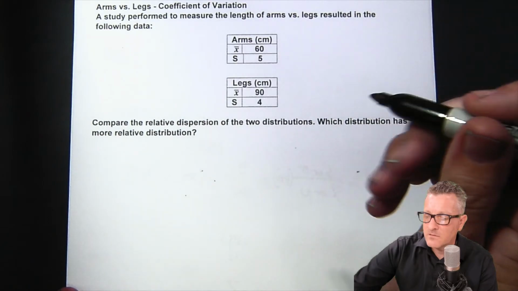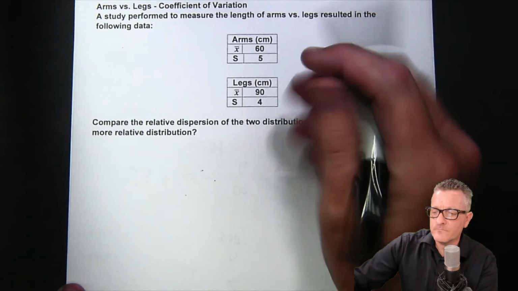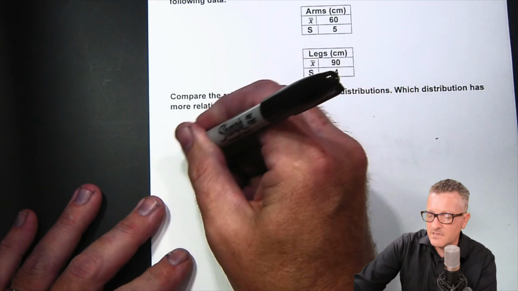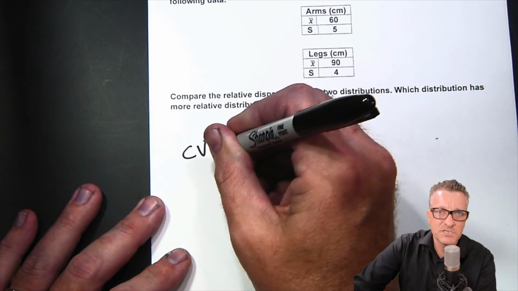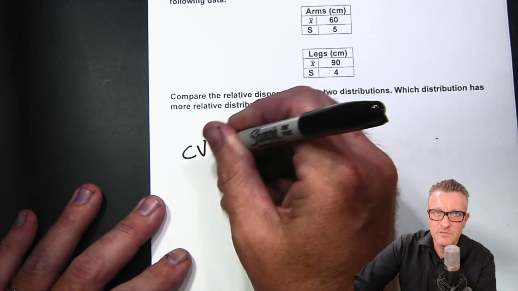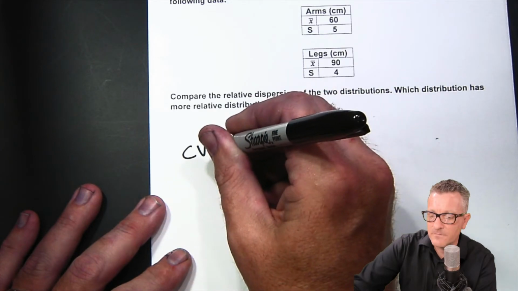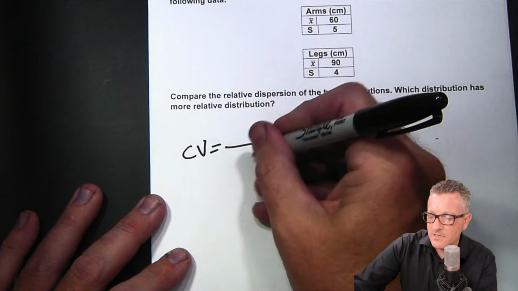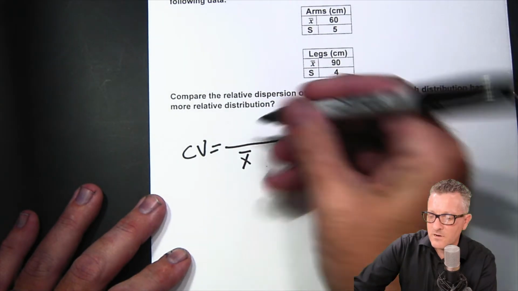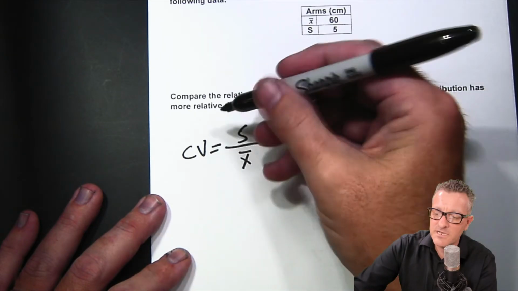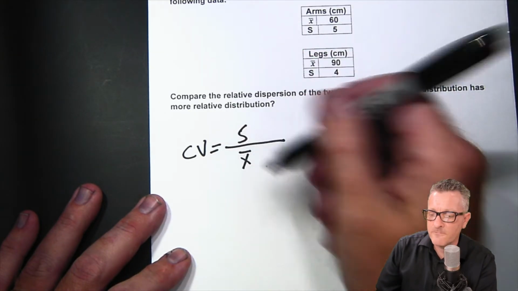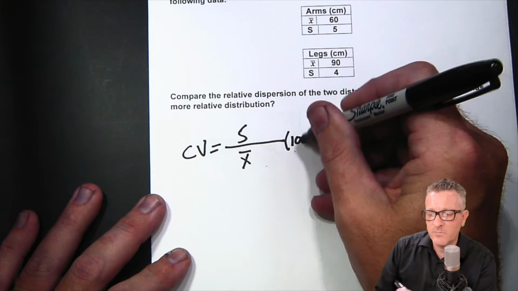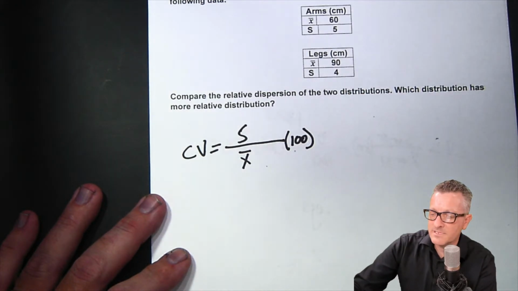So the formula is CV, and whether it's population or sample data doesn't really matter for the calculation. We put the standard deviation on top and the sample mean, X bar, on the bottom. Then we multiply it by 100, which makes it a percent for us. Okay, let's take a look at the arms.